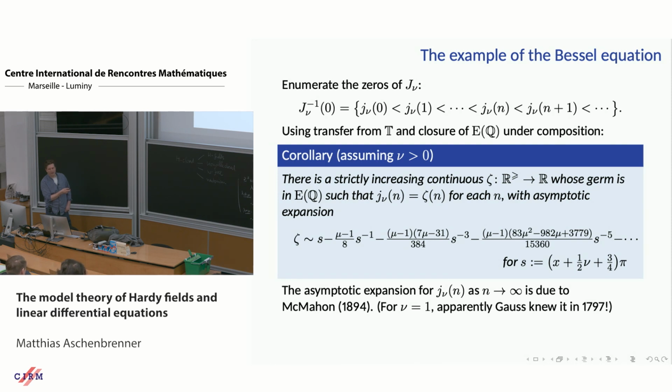It was shown in the 19th century already by McMahon. And this is also amazing. I learned from Watson's book that for nu equals 1, this asymptotic expansion shows up in Gauss's notebooks in 1797. This is remarkable because this was decades before Bessel introduced the Bessel function.